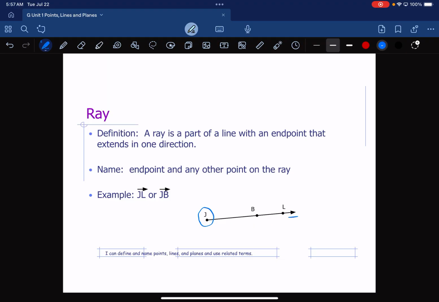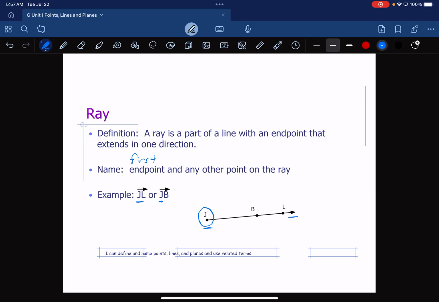So you can name a ray using the endpoint first. Very important that you use the endpoint first, and then any other point on the ray. So notice both of these have J first because J is the endpoint of this ray right there. So I could call it ray JL or ray JB, and notice the symbol over the top again indicates it's a ray because it's just a smaller picture of a ray, just like we had a small picture of the line. So that's a ray.